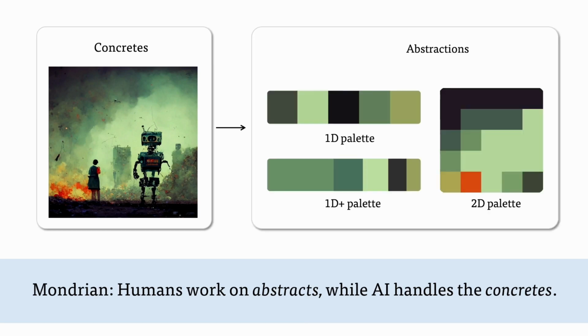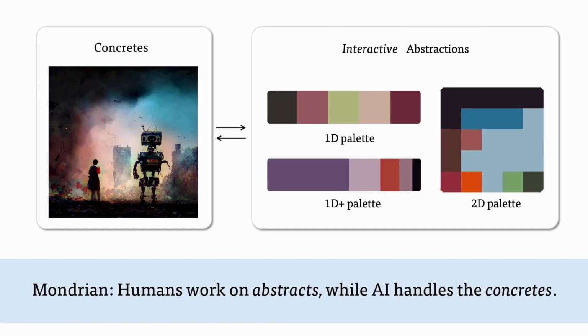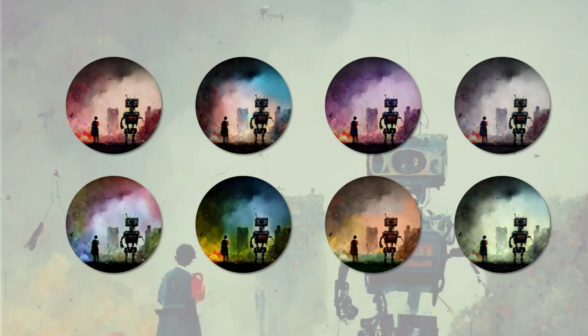We regard color palettes as an abstraction of the image, including 3 different formats: 1D uniform palette, 1D proportional palette, and 2D spatial palette. We transformed static palettes into interactive ones that are linked to your image. You change the color palette, and the image will be automatically recolored. With Mondrian, you can easily experiment with different color combinations and find the perfect one for your project.